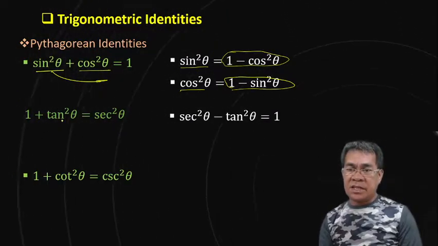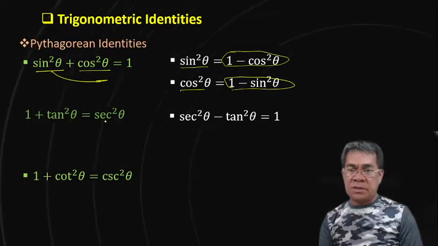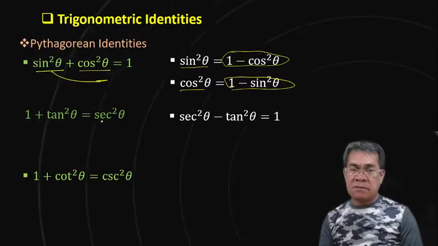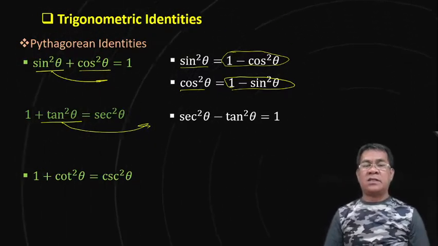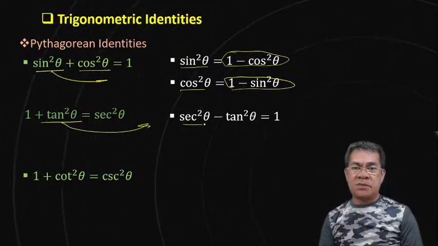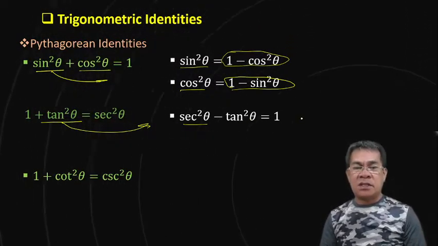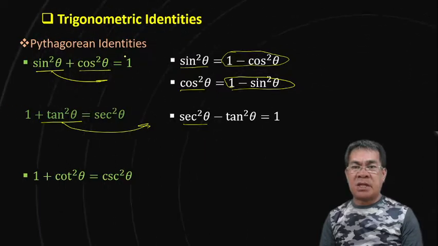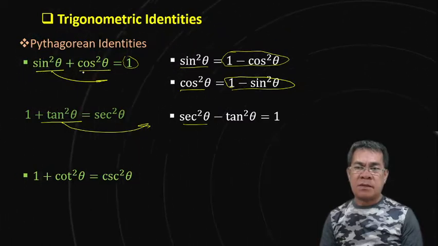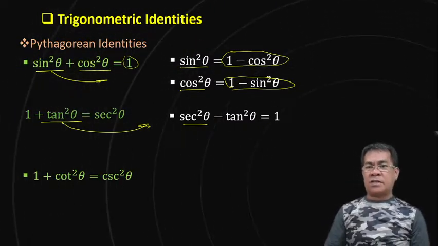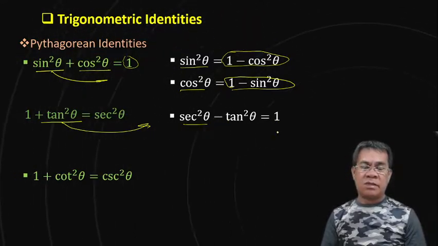Now from the second derived identity, if you transpose this tangent square theta to the right side, the result becomes what? The secant square theta minus tangent square theta is equivalent to 1. So you can notice that the 1 can be expanded to a different form. 1 can be expanded with what? Sine square theta plus cosine square theta. Also, 1 can be expanded into a form of secant square theta minus tangent square theta.